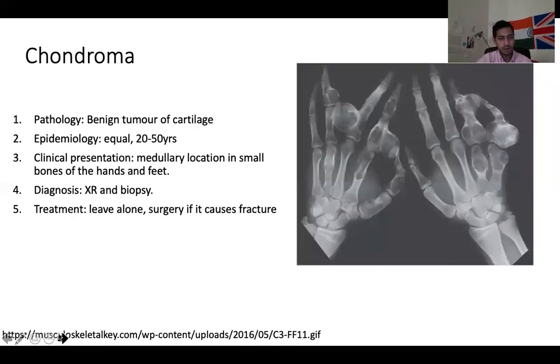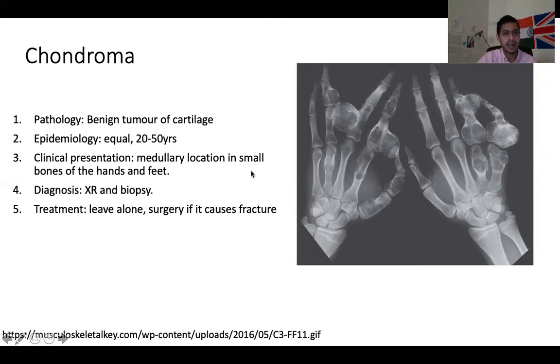This is a chondroma. So this is a benign tumor of cartilage, and it has equal distribution between genders, more commonly in 20 to 50-year-old people. And it can be singular, or in this case here, it can be multiple. So there's one here, there's 2, 3, 4, 5, 6, 7. So there's 7 chondromas here in this patient. It tends to affect the medullary location in small bones of the hand and feet.